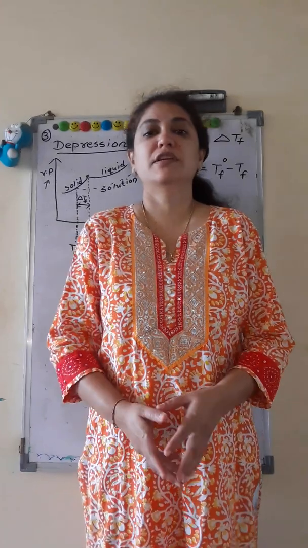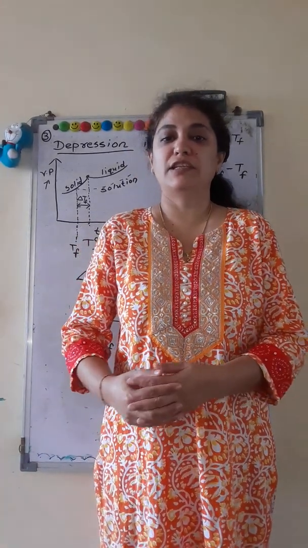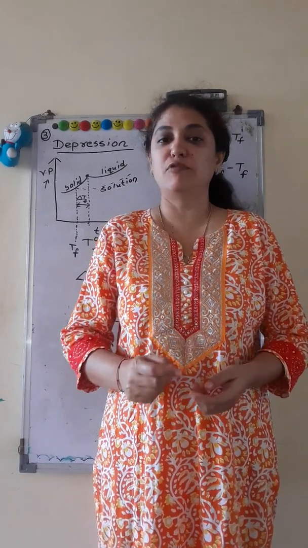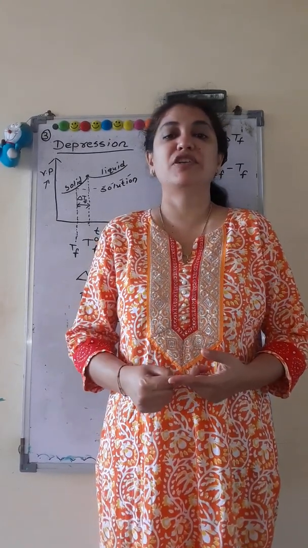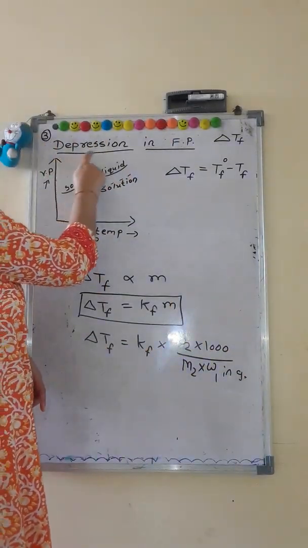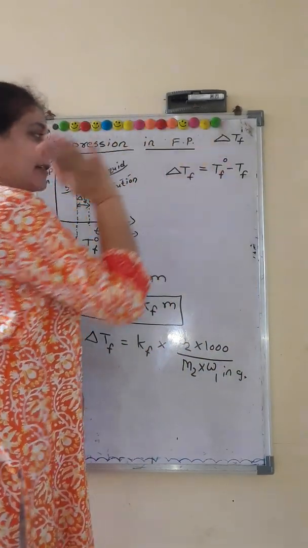Good morning, students. Today we'll continue with the colligative properties. Yesterday we saw two colligative properties, that is relative lowering of vapor pressure and elevation in boiling point. Now today the third colligative property is depression in freezing point, delta Tf.